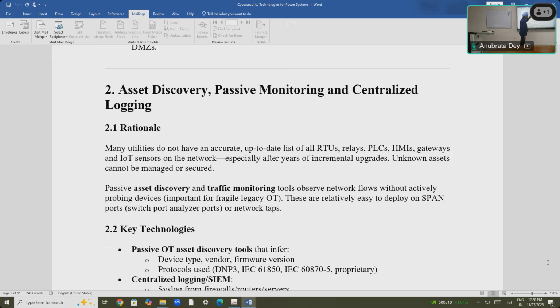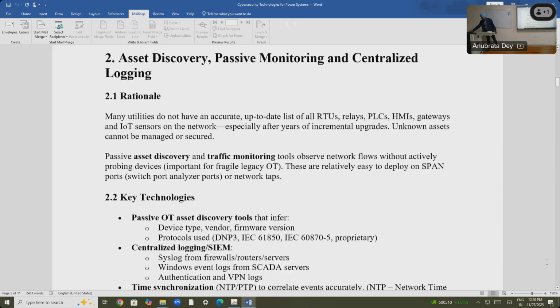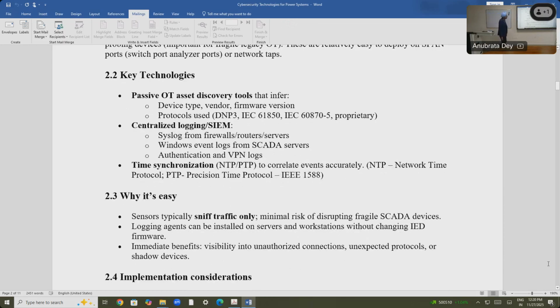So, asset discovery is another one, and then traffic monitoring tools. What are the key technologies we can use there? Passive OT monitoring, so I talked about the firmware version, who the vendor is, and what protocols they are using. That's another. And then centralized logging and your monitoring system.